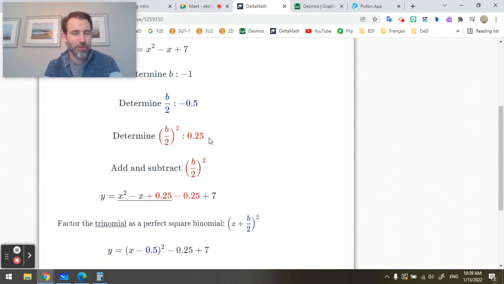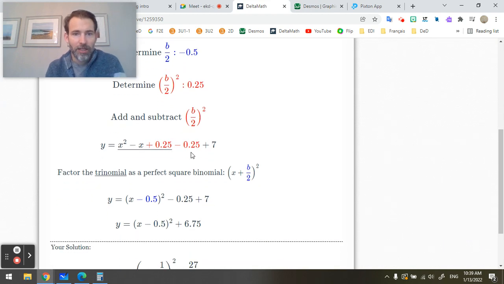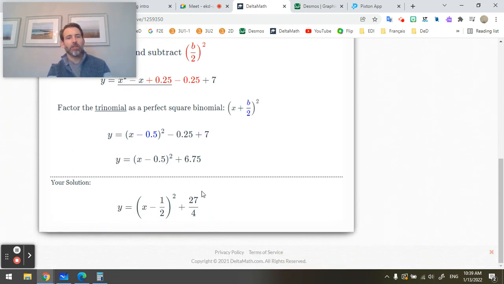They convert to decimals for some ungodly reason. You can too if you want. They added and they subtracted, the same thing I did. I added a quarter and subtracted a quarter. And then they got plus 6.75. And then my answer is more beautiful than theirs.